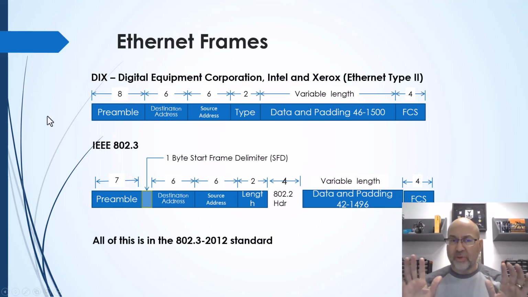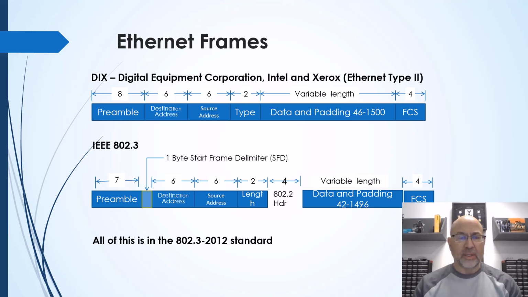Now again, these are both in the 802.3 latest standard from 2012, but here is the formatting difference. What we want to pay attention to is we start off with a preamble, and the preamble is just 101010. It's there to link up. But in 802.3 original, it's 7 bytes versus 8 for the Ethernet, what we call Ethernet type 2. That's how it shows up in Wireshark. And then we've got a 1 byte start frame delimiter here for 802.3. So it's just a variation in the binary pattern.